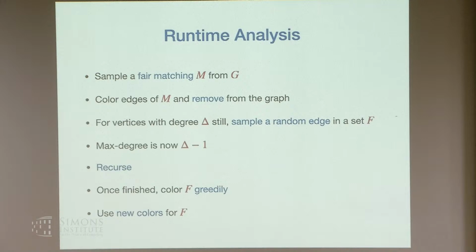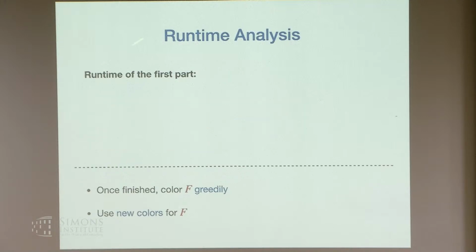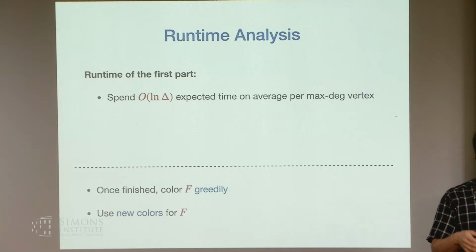All right, a quick runtime analysis. Again, the first part was when we were doing the matchings. Well, what was the runtime of fair matching? Number of max degree vertices times log of delta. So think of on average, for each maximum degree vertex, you are spending log delta time.